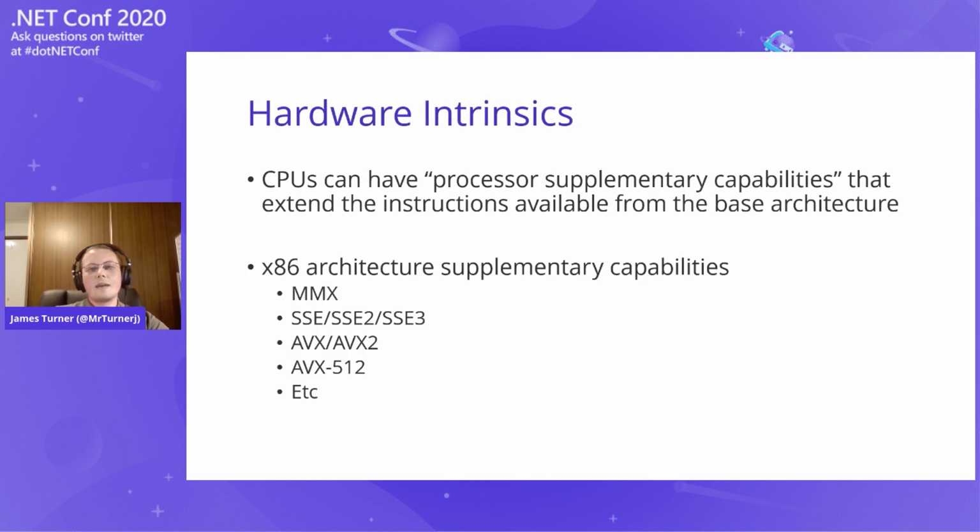Hardware intrinsics is about accessing specialized instructions on a CPU that can accelerate our workloads. These instructions come from additional capabilities of specific CPUs that extend a base architecture. Since .NET Core 3.0, we can access these additional instructions to accelerate performance in our applications. The majority of these instructions relate to a concept called single instruction multiple data, or SIMD.